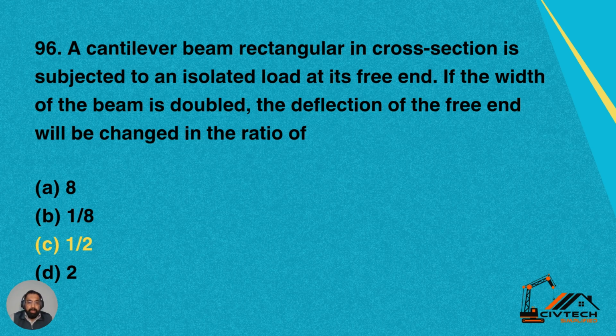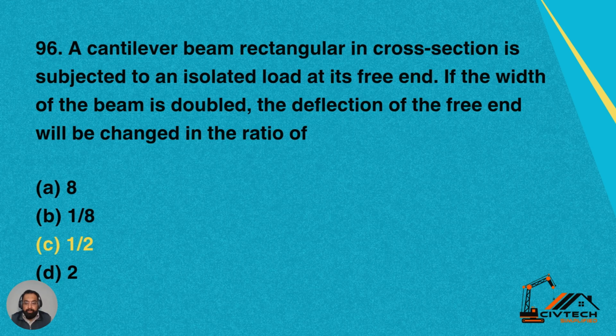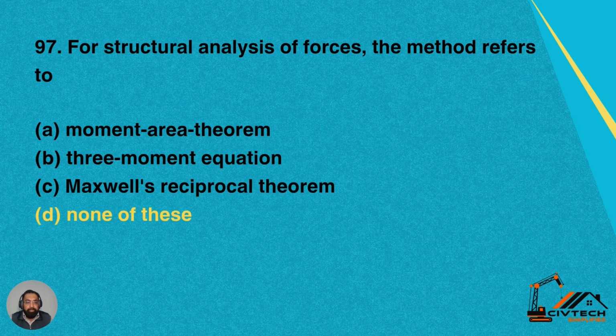A cantilever beam, rectangular in cross section, is subjected to an isolated load at its free end. If the width of the beam is doubled, the deflection of the free end will be changed in the ratio of 1 by 2. So it will be changed in the ratio of 1 by 2. Either it's cantilever beam or simply supported beam.